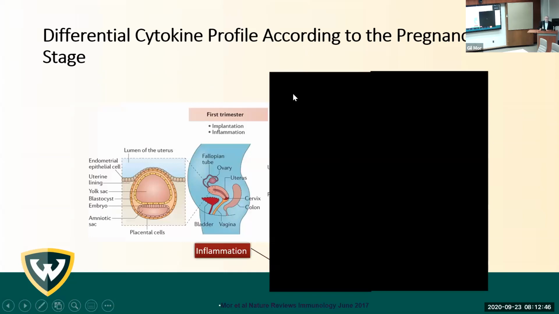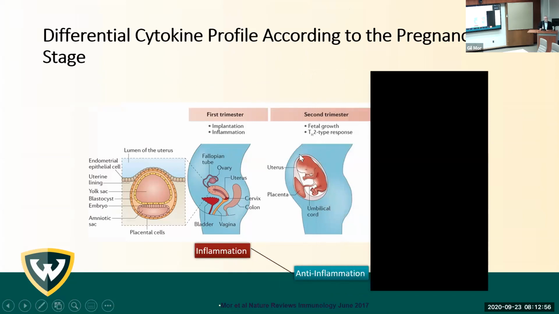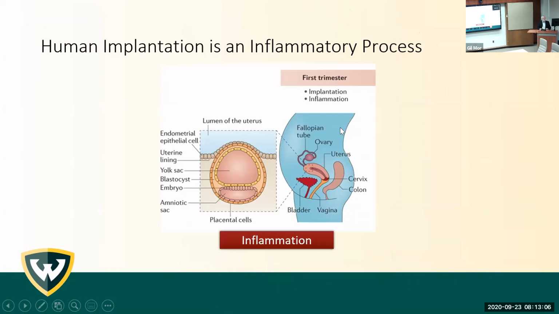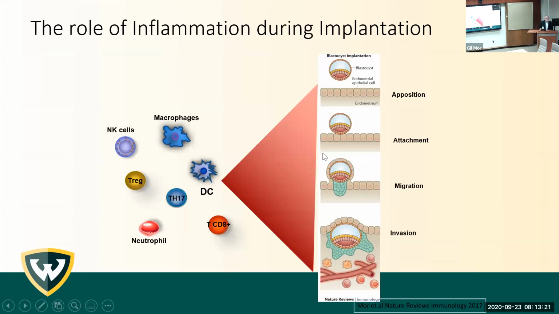The aspect that I mentioned to you before is that pregnancy is divided into three immunological stages. A first trimester that is inflammation, a second trimester that is a Th2 anti-inflammatory condition, and a third trimester that is inflammation again. So the question for today is, why do we need inflammation in the early implantation and the early pregnancy, at the time of implantation? What is the role of inflammation in those early stages?